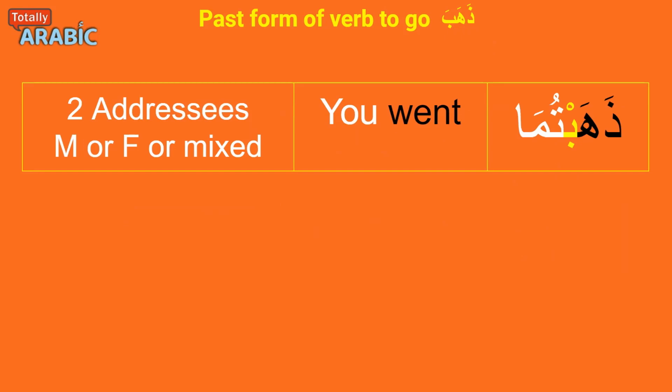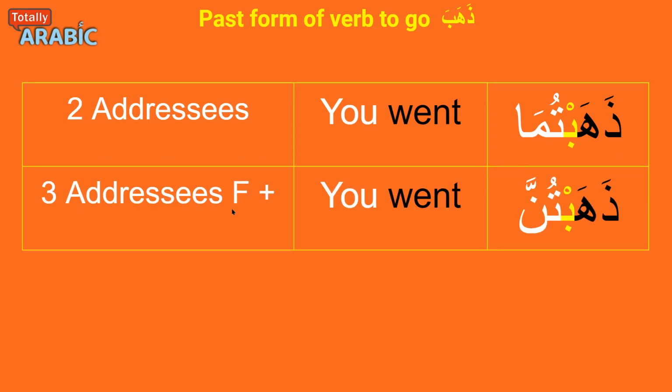Now what happens if we have two addressees, male or female, or actually mixed? In English, it's always the same thing: you went. But in Arabic, this keeps the same shape, ذهب. And then we add ta with dhamma, mim with fatha, and alif. ذهبتما.